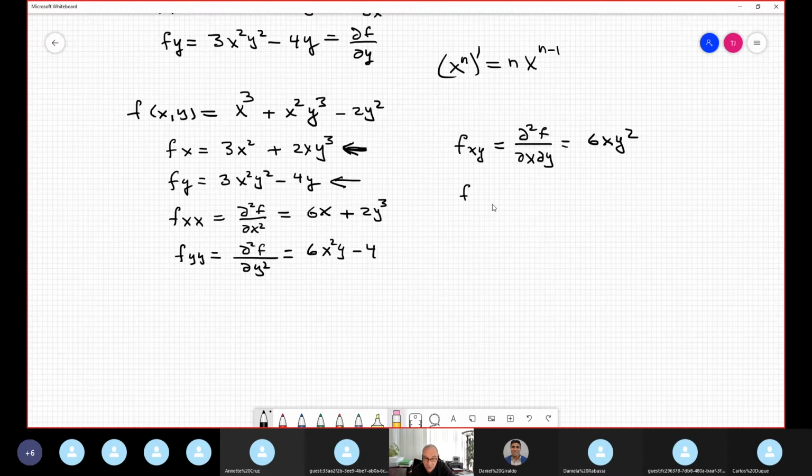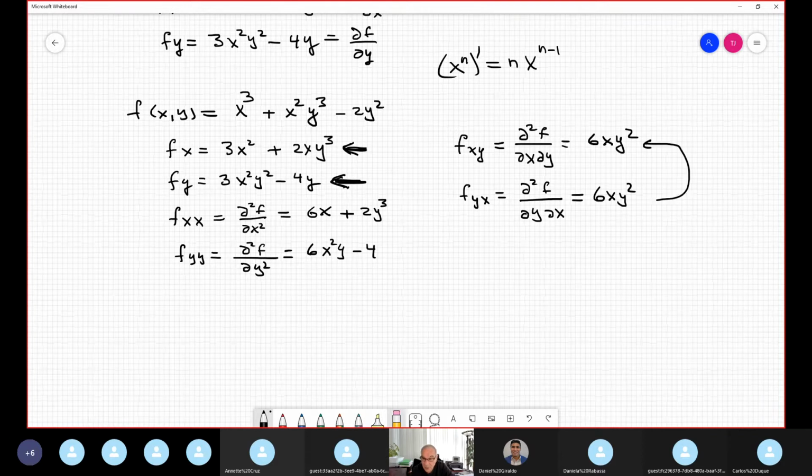Suppose you differentiate in a different order, like that. This is the second derivative with respect to y first and x secondly. Entonces, you differentiate this expression with respect to x now. Entonces es 6xy squared, and the derivative of the last term with respect to x is 0. Wow, fantastic. And you prove somehow that it doesn't matter the order, the second derivative is the same.